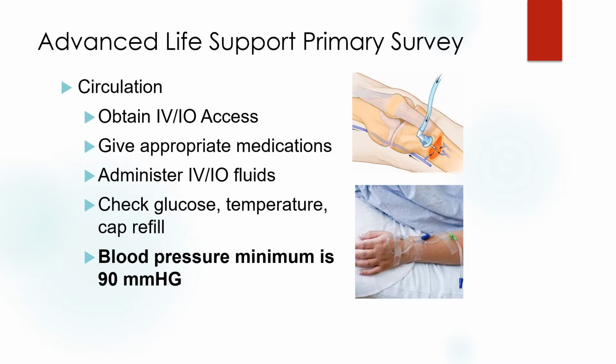Circulation is maintained by obtaining IV or IO access. We're going to give appropriate medications. We're going to give IV fluids. We might be checking glucose, temperature, and cap refill. And we always want to keep the blood pressure at the minimum of 90 systolic. That is the lowest it should go.